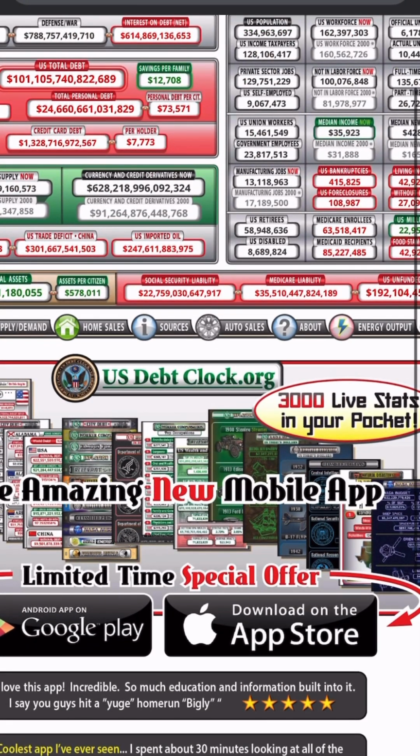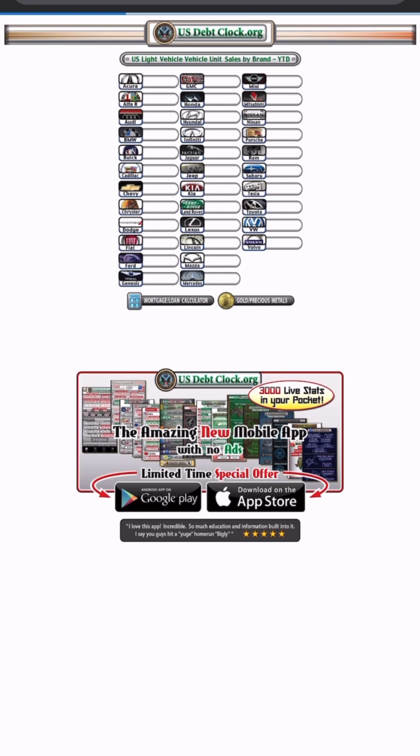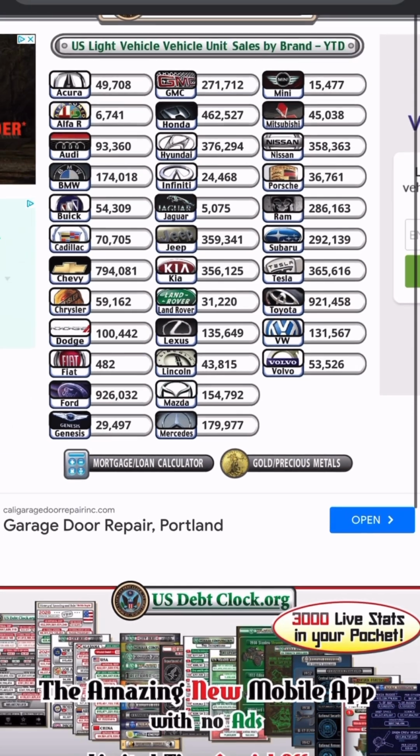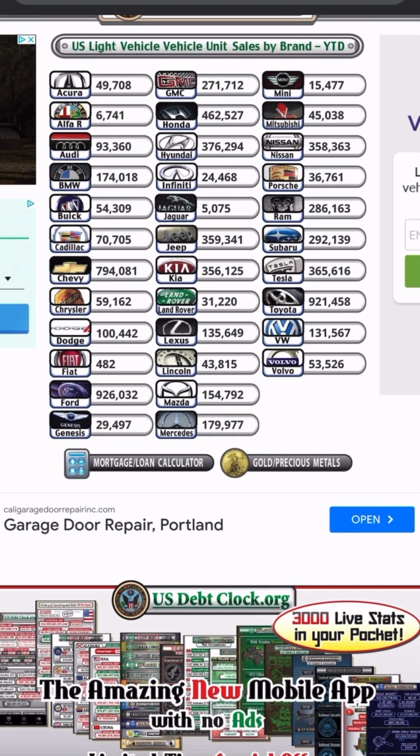So let's go to auto sales. Now, this is very interesting, guys, the auto sales. As we all know, Ford is number one, leading the pack for auto sales.